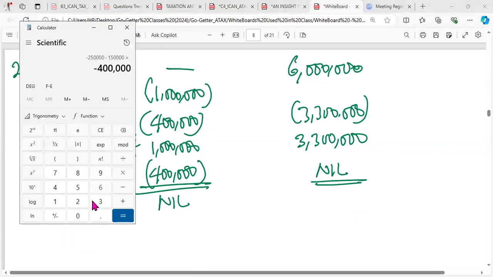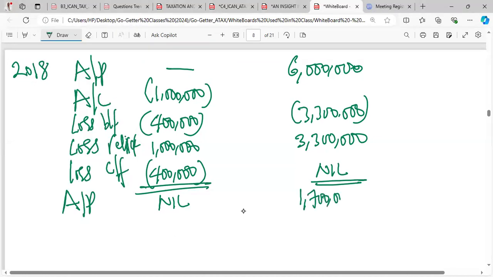We have 6 million here, and we took 1 million to relieve that of rice, remaining 5 million. We then took 3,300,000 to relieve its profit. So we have 1,700,000 remaining. 1,700,000. This is your accessible profit.